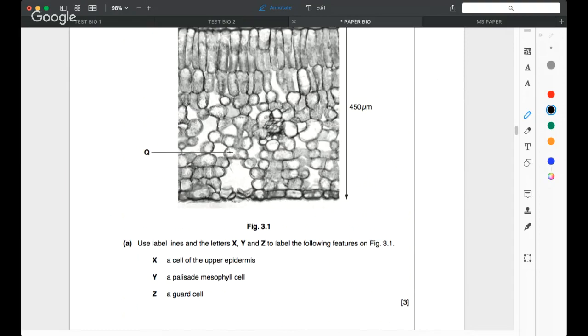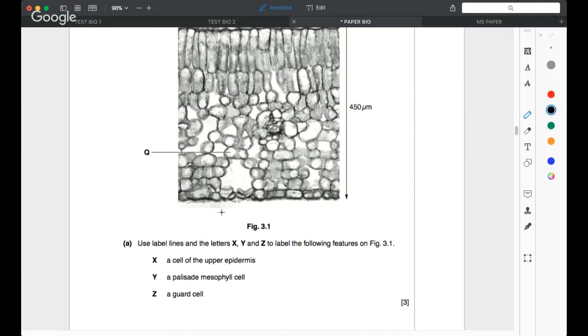So water moves down the water potential gradient into the cell wall. Then evaporation of water occurs, which creates a saturated airspace. And then the water vapor diffuses down the water potential gradient to the open stomata. Okay.